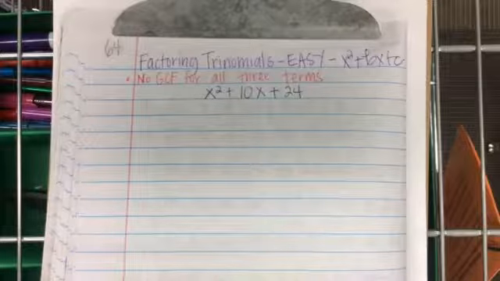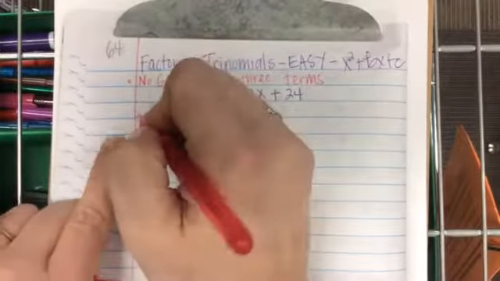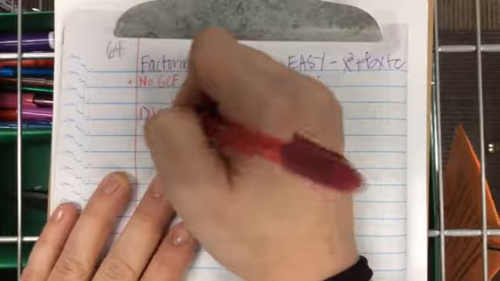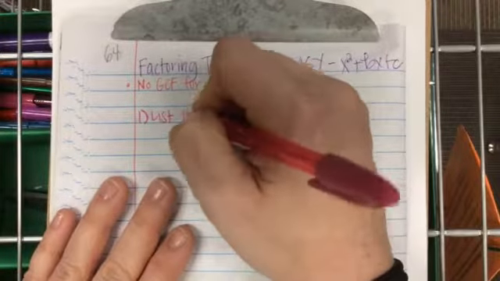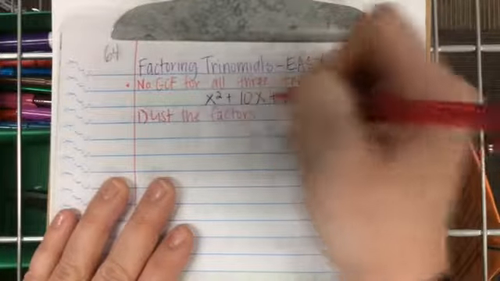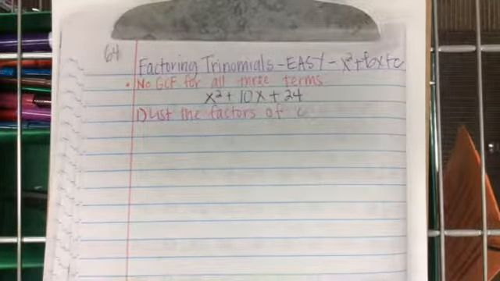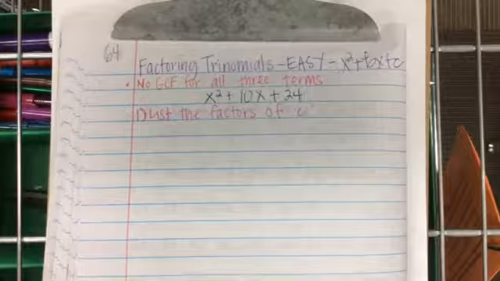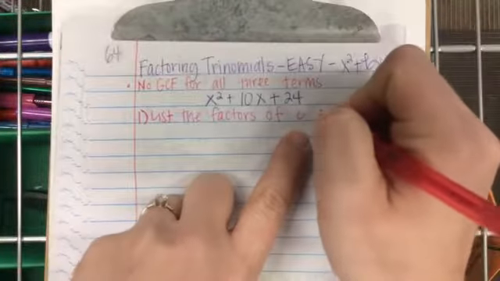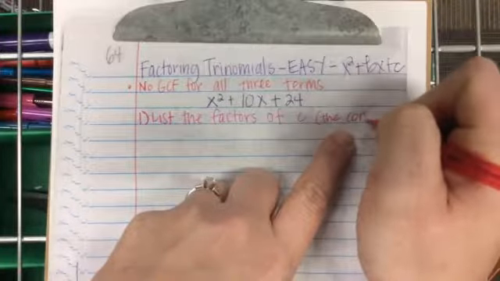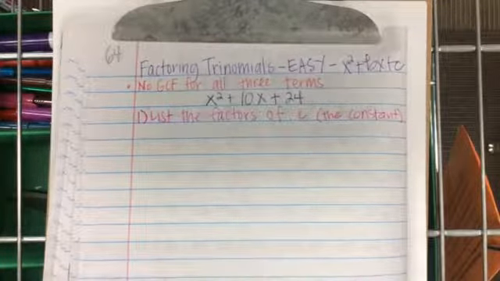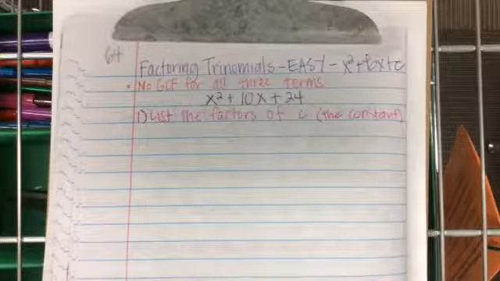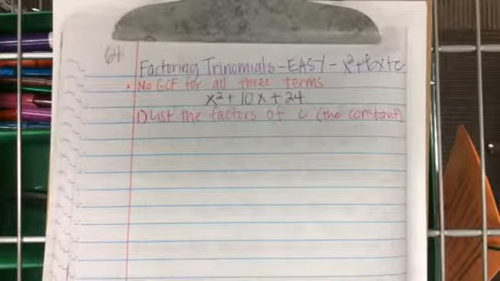So to factor today, to factor these types of problems where there's no greatest common factor, we list the factors of C. You list the factors of C, which is the constant, the plus or minus number, the number without a variable. So in this problem, the C value is 24, positive 24.